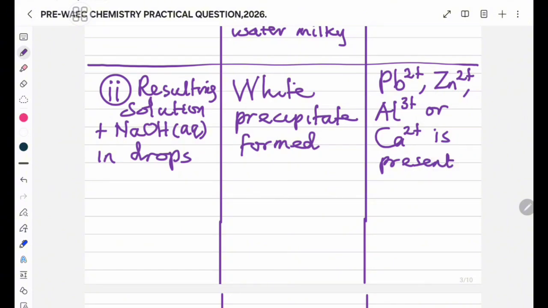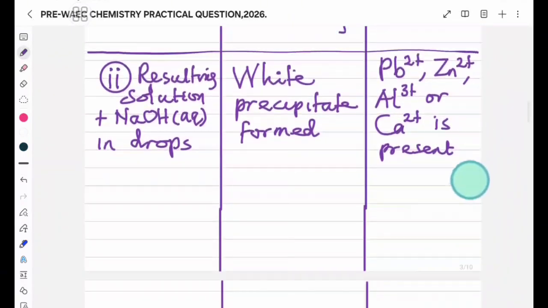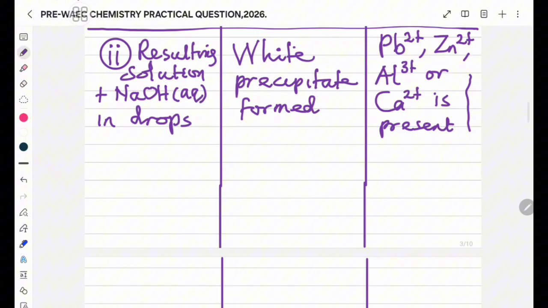Don't just conclude and say it is lead. You are not yet sure. It's not yet lead until you have carried out sufficient tests to confirm that. So when you add sodium hydroxide in drops to any test solution of an unknown salt, if white precipitate is formed, these are the possible ions you write: Pb2+, Zn2+, Al3+, or Ca2+. One of them is present.